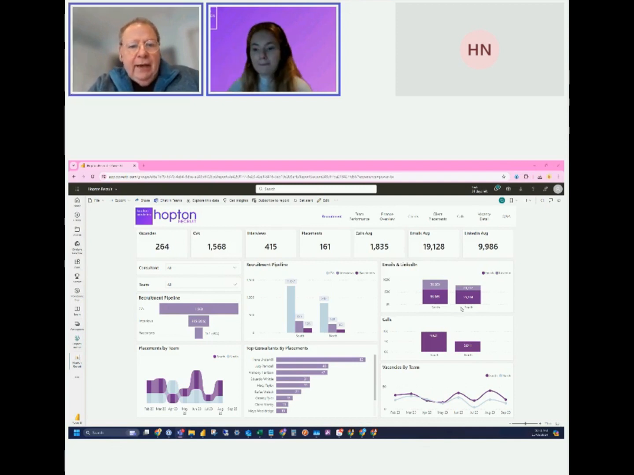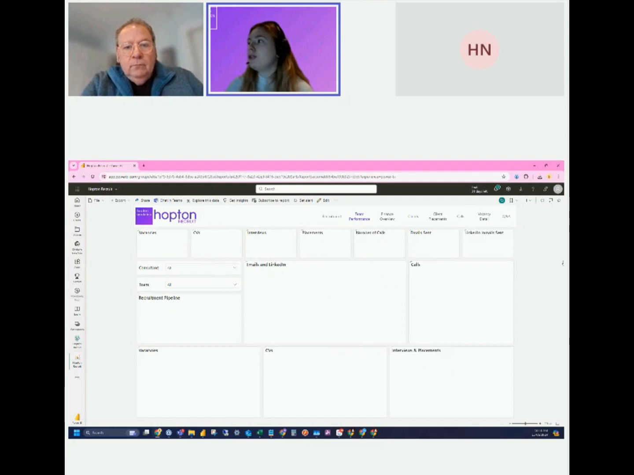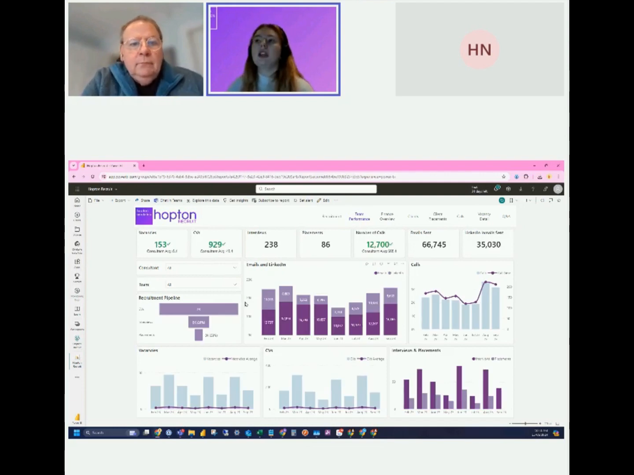And you mentioned teams there, Nicola. Could that be individuals as well? Yeah, absolutely. So we actually have a different page for that one. We've got a team performance page here, and on this one you can drill down by just focusing on, say, the North or the South team, like I showed you on the previous page, but also we could look at an individual consultant's performance within that team.